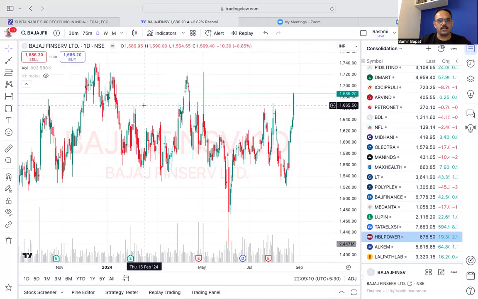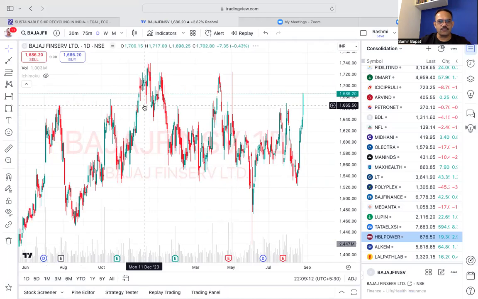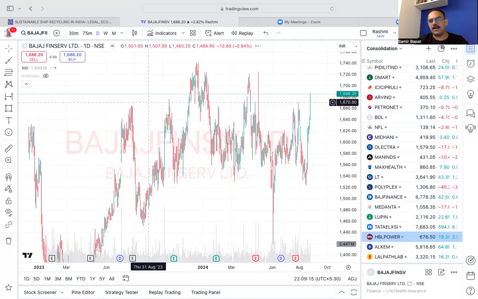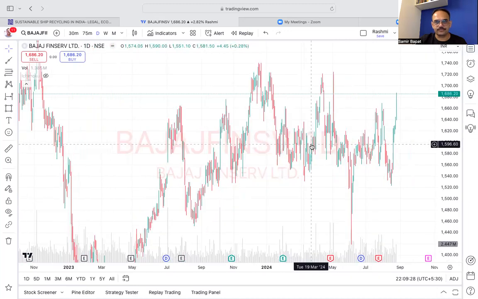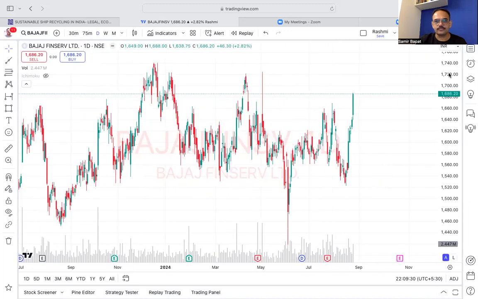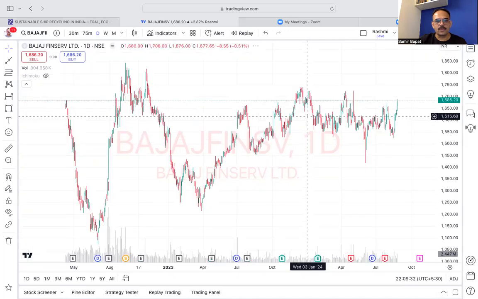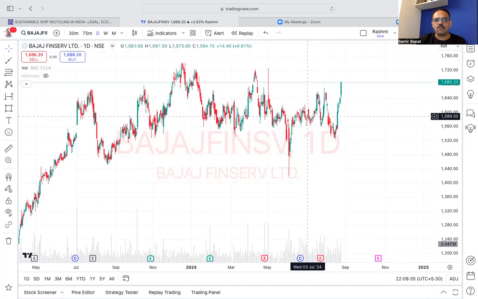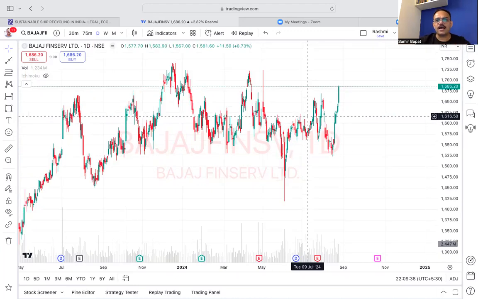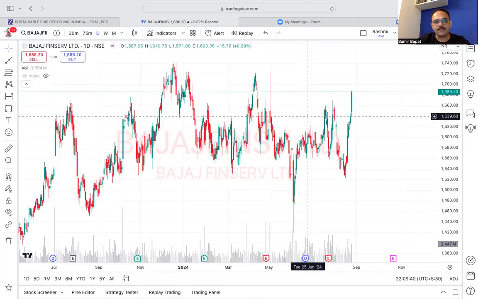Okay, this is in consolidation for sure. Now, see, a very good pattern right now here. So when we are analyzing, okay, now let's analyze BAJAJFINSV. Now, what you should do is analyze at multiple levels.